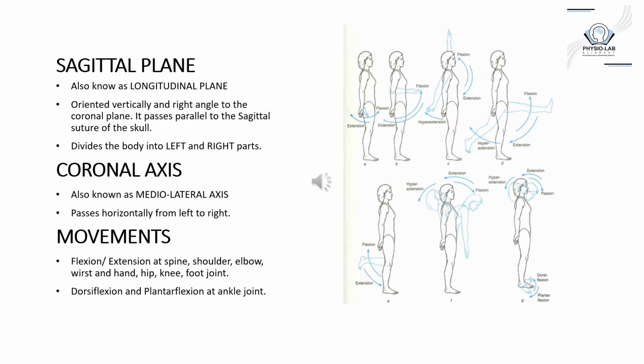The movement in sagittal plane occurs around coronal axis, also known as mediolateral axis of rotation. The coronal axis passes horizontally from left to right.